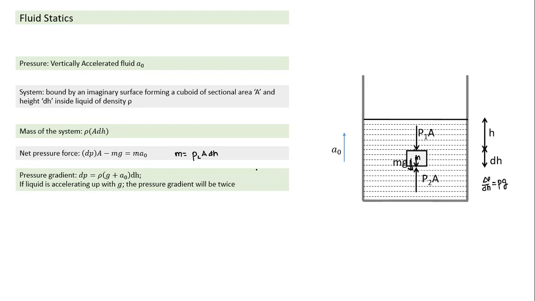Or I get it very simply. Let me just go through this. What are the key steps involved? When the liquid is not accelerated, dp by dh is equal to rho g. Now when the liquid is accelerated, dp by dh becomes equal to rho into g plus a naught. So that's again something very similar to what happens in the case of normal reaction also. We replace g with g effective.